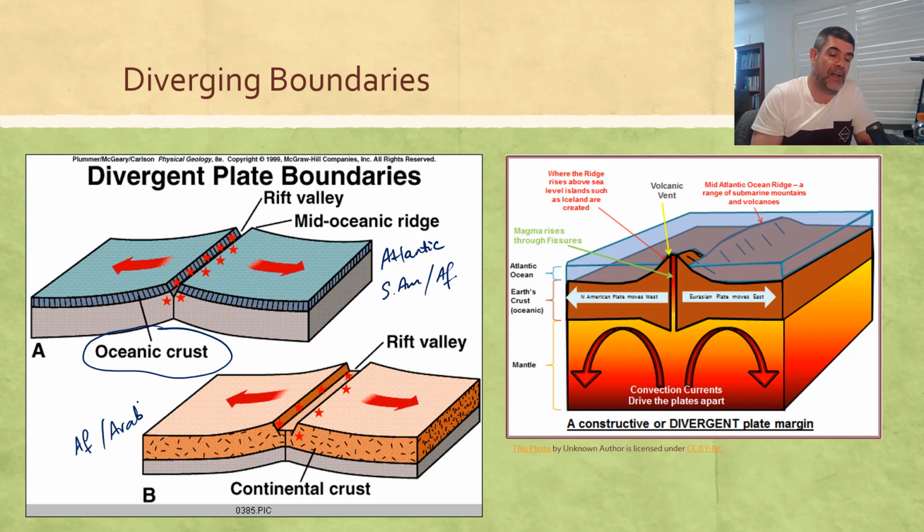And that's the sort of phenomenon that we find happening where we're getting divergent plate boundaries occurring between two regions of continental crust, with new continental crust being created.